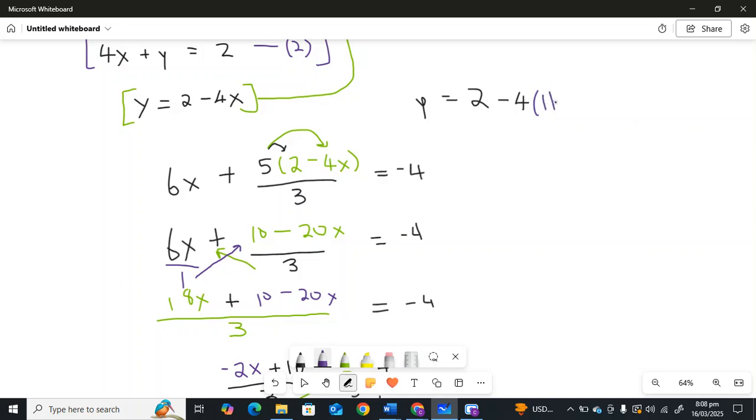Yes, sir, is that a question? 4 times 11, that is 44. So we have 2 minus 44 here. 2 minus 44 is negative 42. So y equals negative 42.